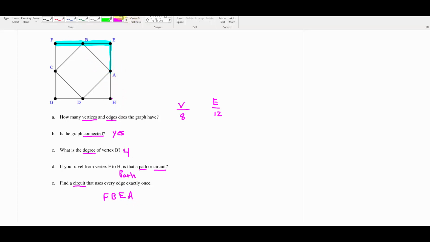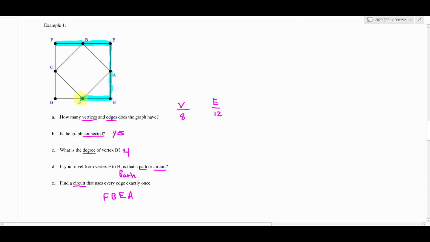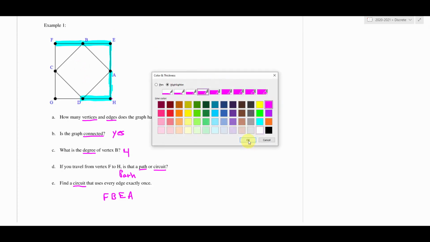Let me grab my highlighter here. So I'm going to go to H. All right, I'm just highlighting my edges as I use them, so I'm not tempted to use them again. And then I'm going to go from H to D. Grab my pen, I'm going to write that down.